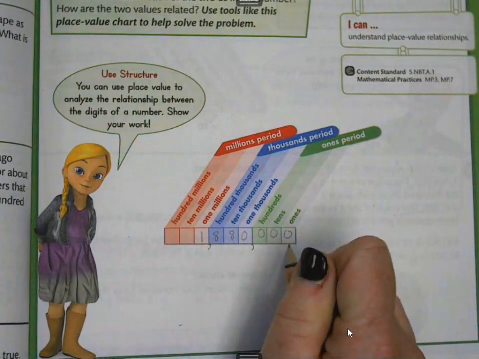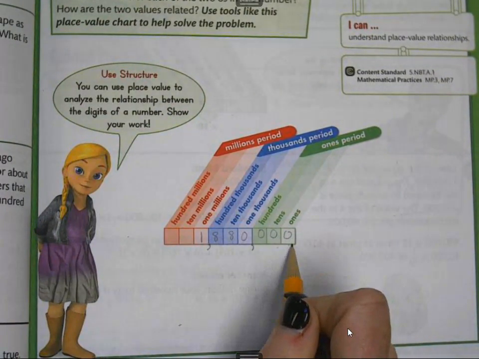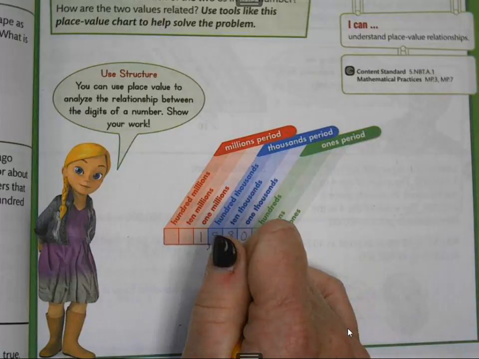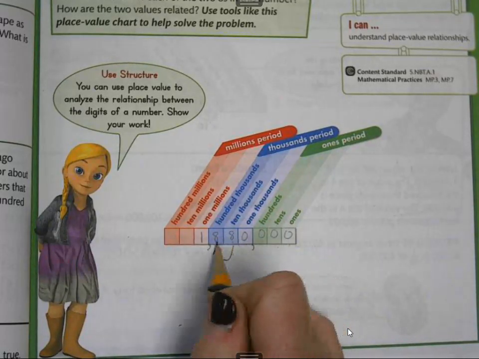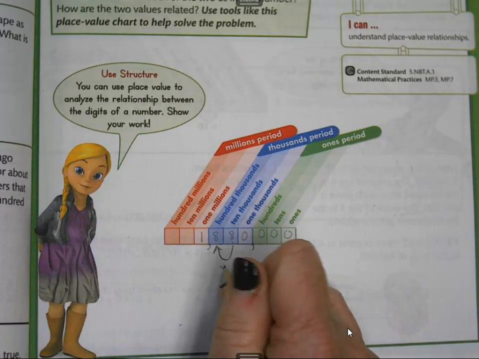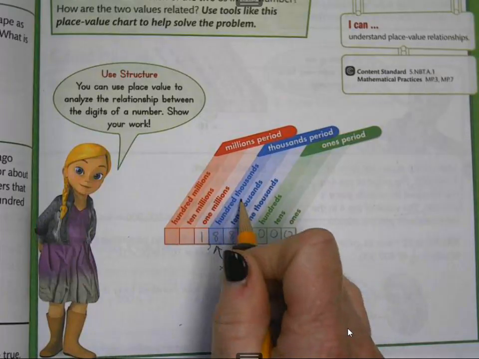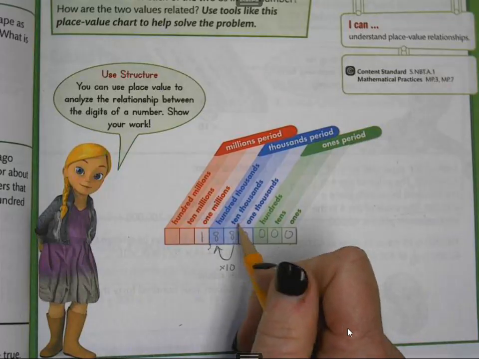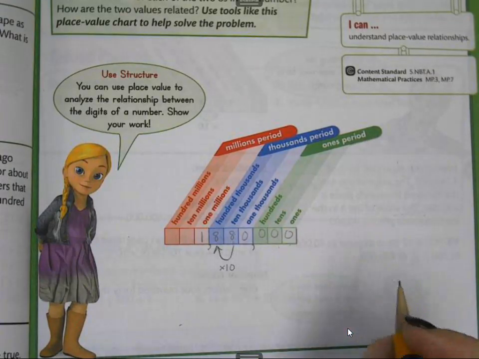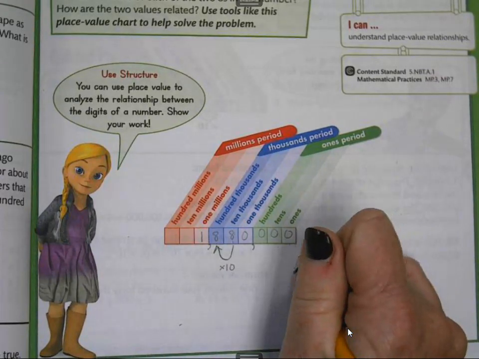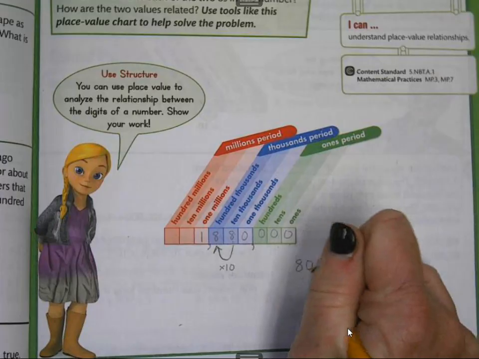So as I move here, tens are 10 times more than the ones, the hundreds are 10 times more than the tens. So with that being said, let's draw an arrow here and let's see what happens. So if I know that the place value slot to the left is 10 times larger, then I know that 800,000 is going to be 10 times more than 80,000. Okay? So when I look at this, I see that my first digit is 800,000.